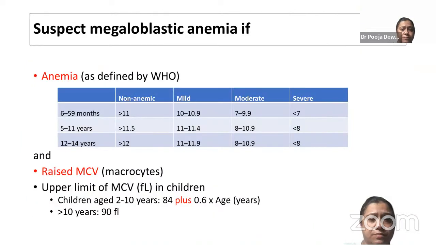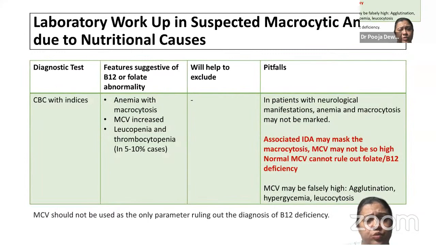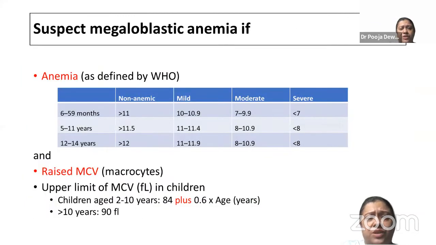Before we move to the peripheral smear, just to recap, what is anemia? We know the WHO definition is what we all follow. You have cutoffs for 6 months to 5 years, that is 59 months, then 5 to 11 years, and 12 to 14 years. These cutoffs you need to know. Anything less than 11 in an under 5 child, or less than 11.5 in a child aged 5 to 11 years, or less than 12 in older children, you need to label as anemia.